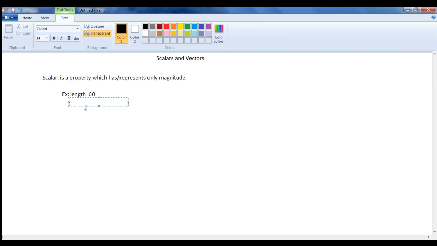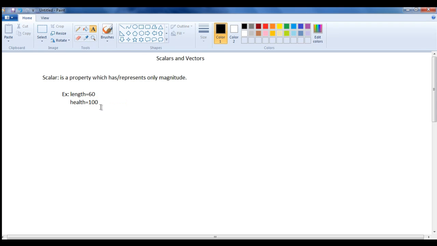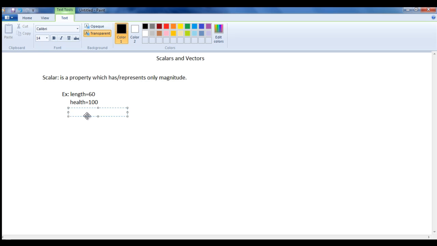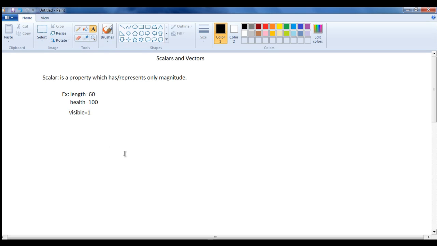Another example, health. Health is equal to 100%. It is telling that the magnitude of health is 100, but it is not telling in which direction the health is 100. One more example, visible. Visible is a Boolean value. It takes either 1 or 0, so the magnitude will be either 1 or 0. It indicates that either the object is visible or not visible. It won't say in which direction it is visible.